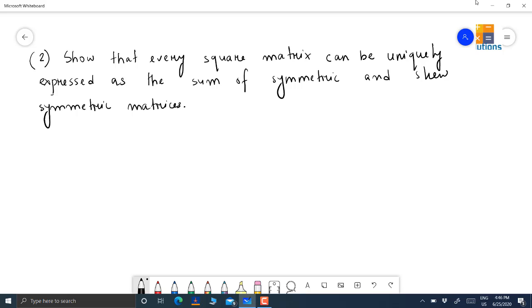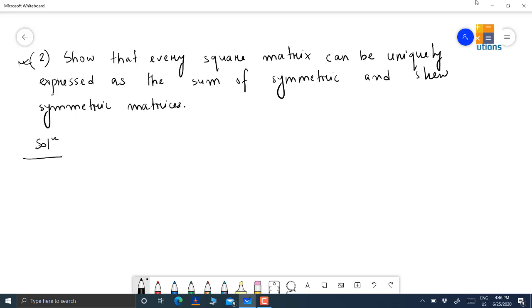So here goes the second question. This question is something theoretical. What is said here: show that every square matrix can be uniquely, unique means one and only, expressed as the sum of symmetric and skew symmetric matrices. If I consider any matrix as capital A, that has to be expressed as the sum of symmetric and skew symmetric matrices. So here goes the solution part.